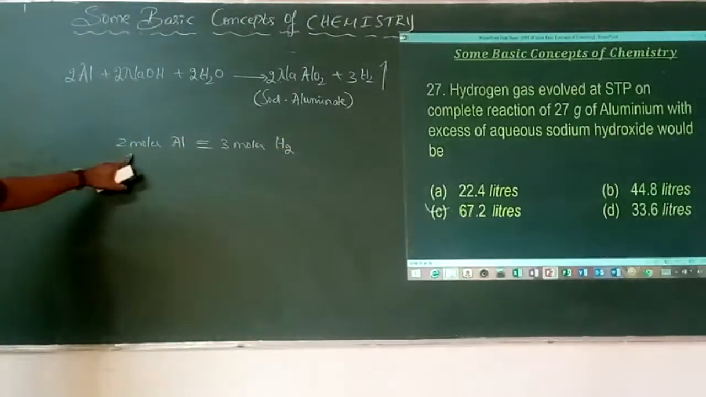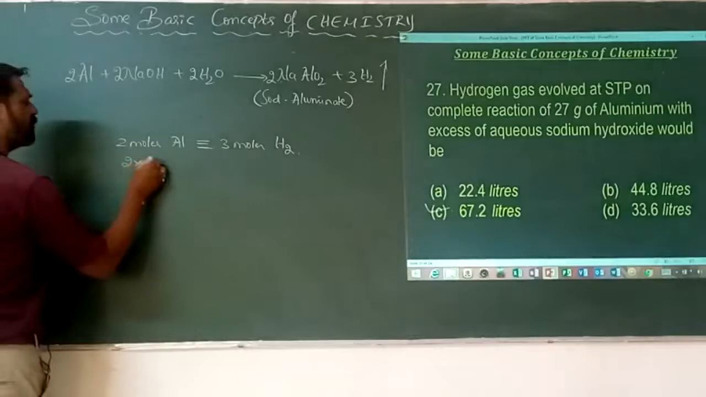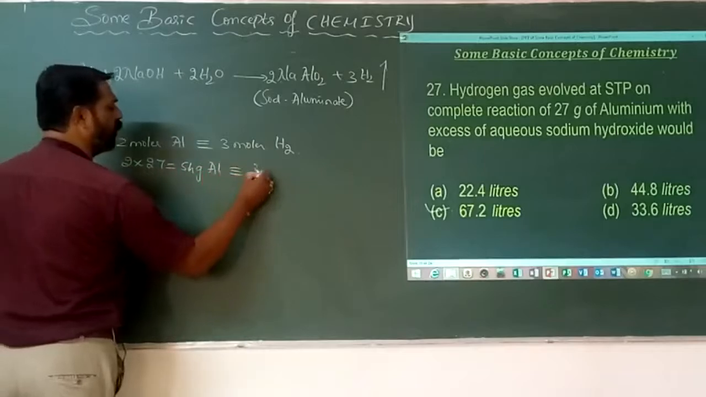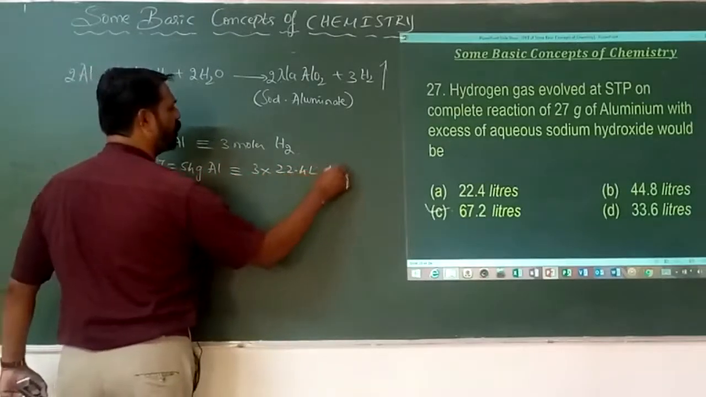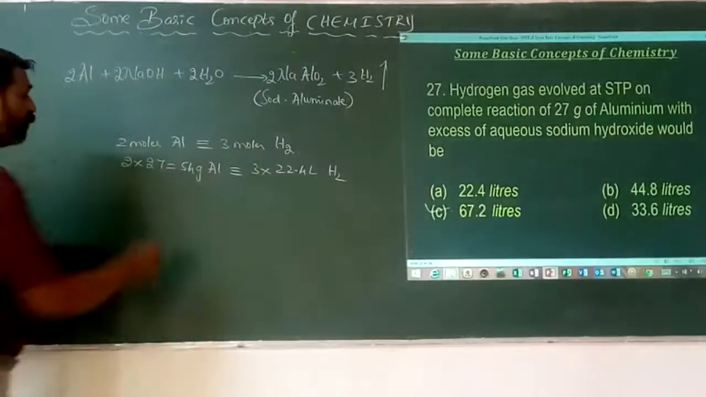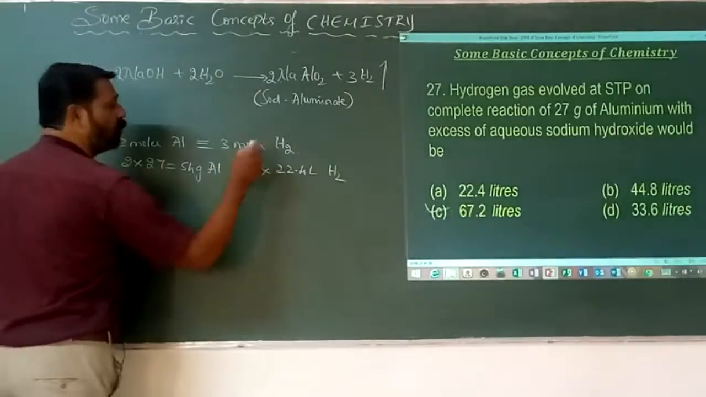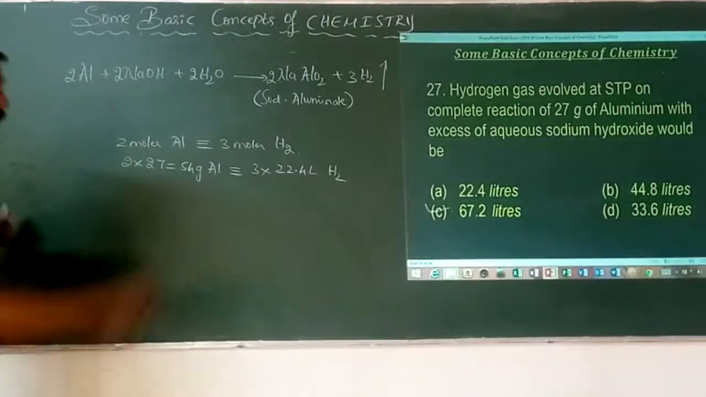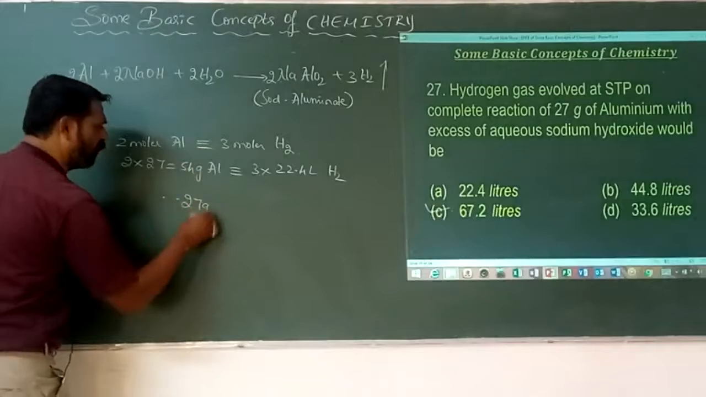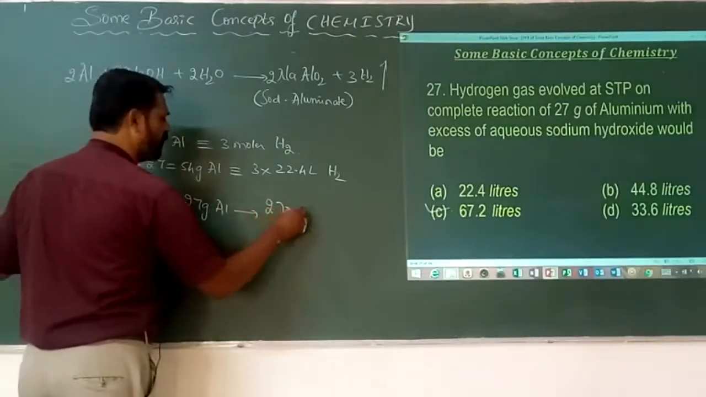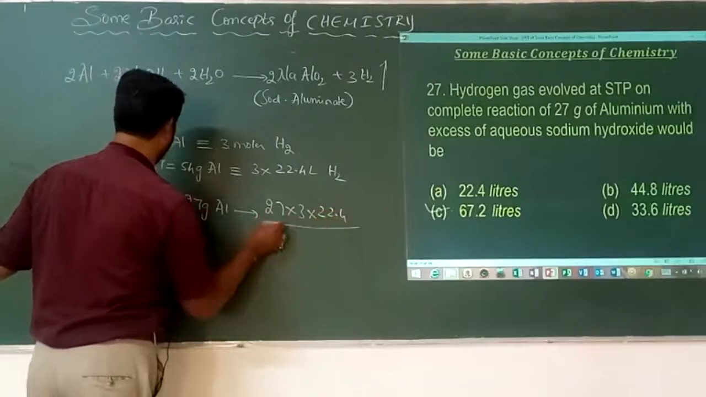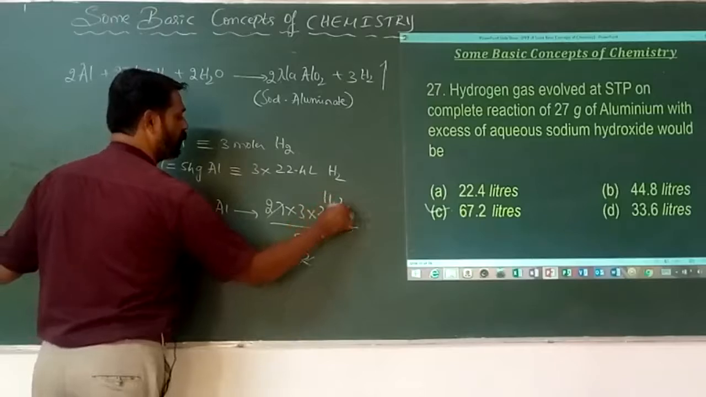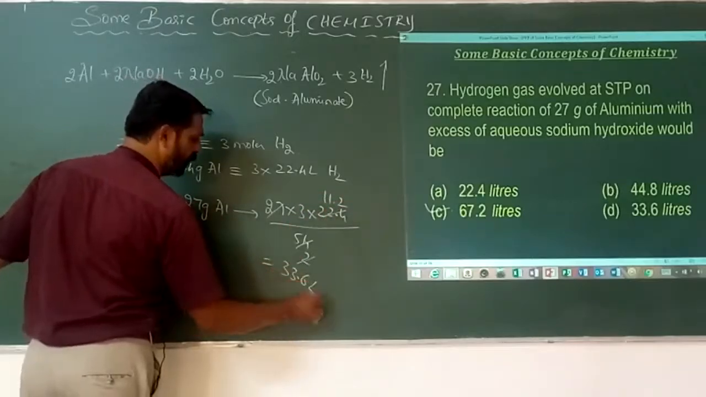This is expressed in grams. 2 into what's the atomic mass of this? That is equal to 54 grams of aluminum is equivalent to 3 into 22.4 liters of which gas? Hydrogen. Therefore, 27 grams of aluminum is equal to how much? 27 into 3 into 22.4 divided by 54, which gives 33.6.